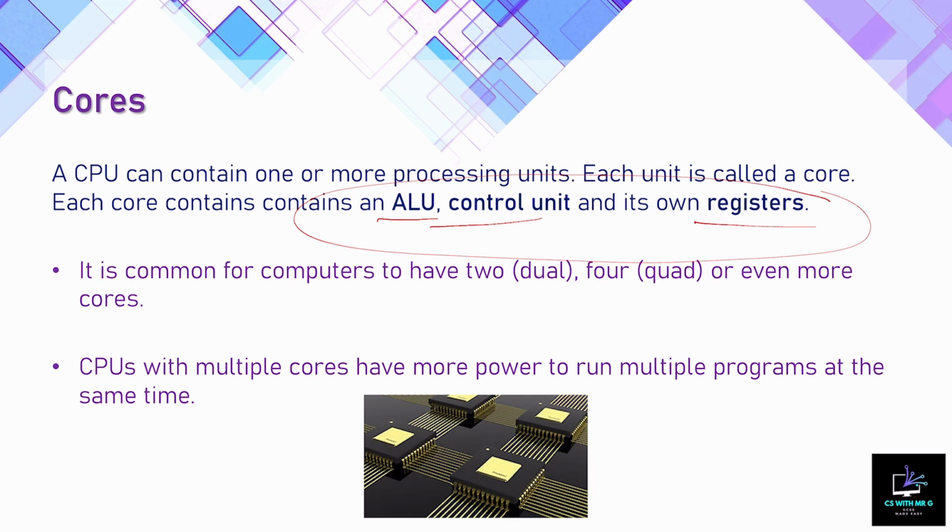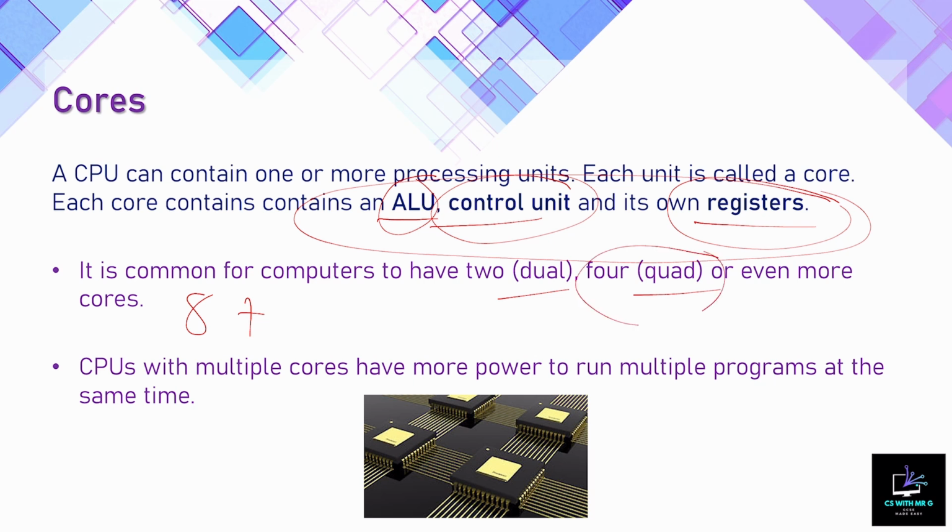However, it's very common for computers to have dual, quad, or even octo, which is 8, and even more as we move forward in time. Now what this means is that if we've got a dual core computer, that means a CPU has 2 ALUs, 2 control units, and 2 sets of registers. 4 or quad core would mean we'd have 4 ALUs, etc., etc.